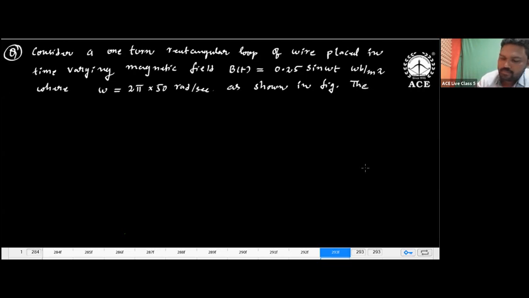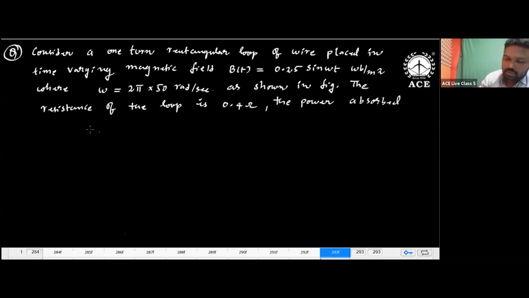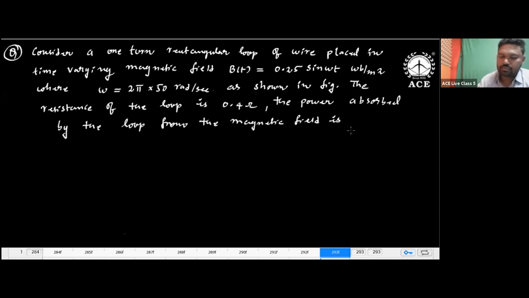The resistance of the loop is 0.4 ohms. The power absorbed by the loop from the magnetic field is... Here a magnetic field is given like this, diagram given.